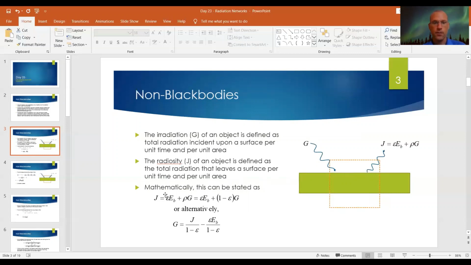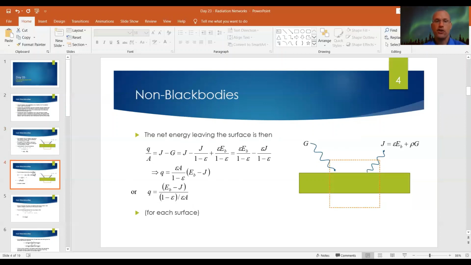So if you look at this, again, radiosity J is epsilon E_B plus rho times G. And because things can only be absorbed or reflected, the reflectivity is 1 minus alpha, the absorptivity, but absorptivity is the same as emissivity. So rho is 1 minus epsilon. So I can write this all in terms of just epsilon: J equals epsilon E_B plus (1 minus epsilon) times G. You can also rearrange this, solve for G essentially. Move that to the other side and divide by 1 minus epsilon: capital G is capital J over 1 minus epsilon, minus epsilon E_B over 1 minus epsilon.